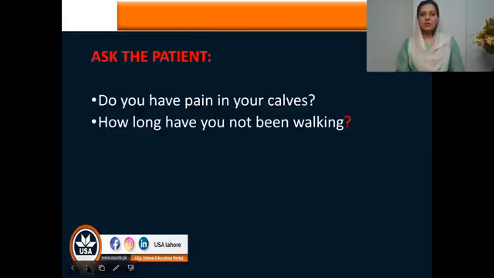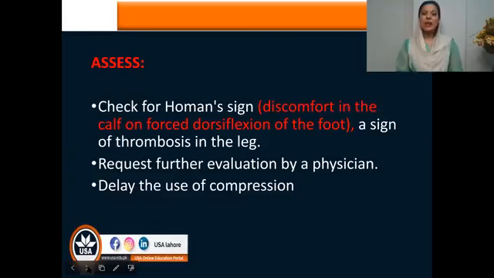So ask your patient, do you have pain in your calves? How long have you been walking? What is your activity level? Judge from that, and check whether there is any pain or calf tenderness. And assess your patient for Homans sign. Homans sign is discomfort in the calf on forced dorsiflexion of the foot, where the patient will have pain or discomfort. That is a sign of thrombosis in the leg. Request further evaluation by the physician and delay the use of compression if you have any indication of this, such as low walking level, low activity level, or pain. If you find any symptom, you will not apply it until it is ruled out.